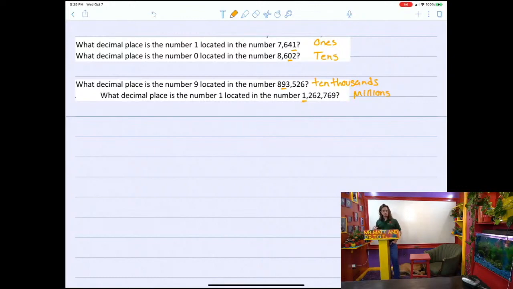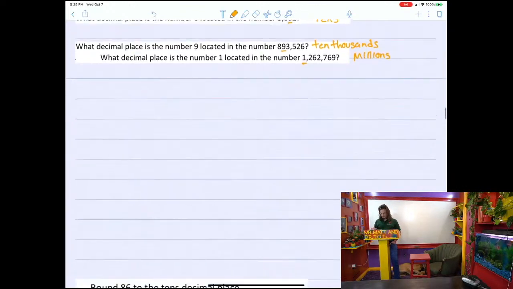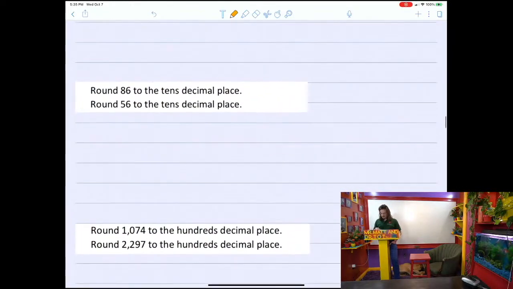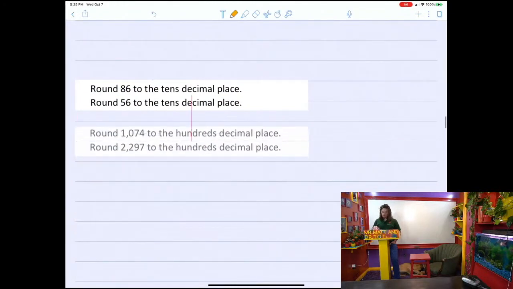If you have any questions, please let me know. Now I'd like to look at these 4 problems.